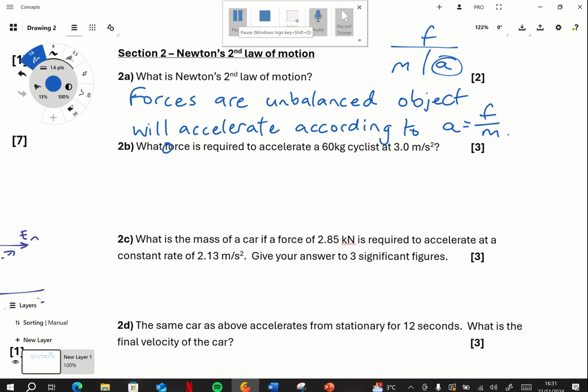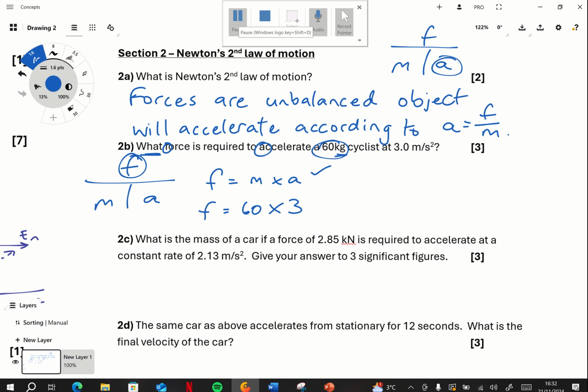We can see what's the force to accelerate, and I've got a mass here. So clearly I need my "fat auntie" formula, and it's asking us for what force. So I want that. F equals m times a, mark. F equals the mass, there's the mass, 60 kilograms, times the acceleration 3, no unit changes there, and that's going to equal 60 times 3 equals 180, tick, and then the unit newtons.